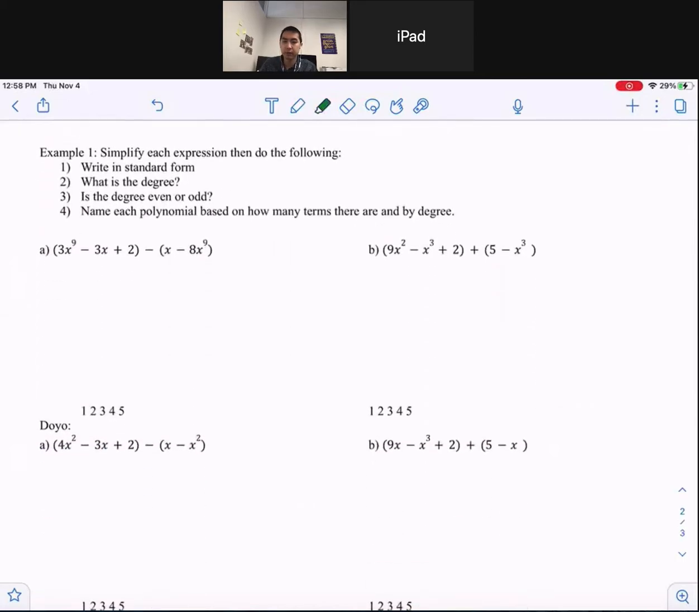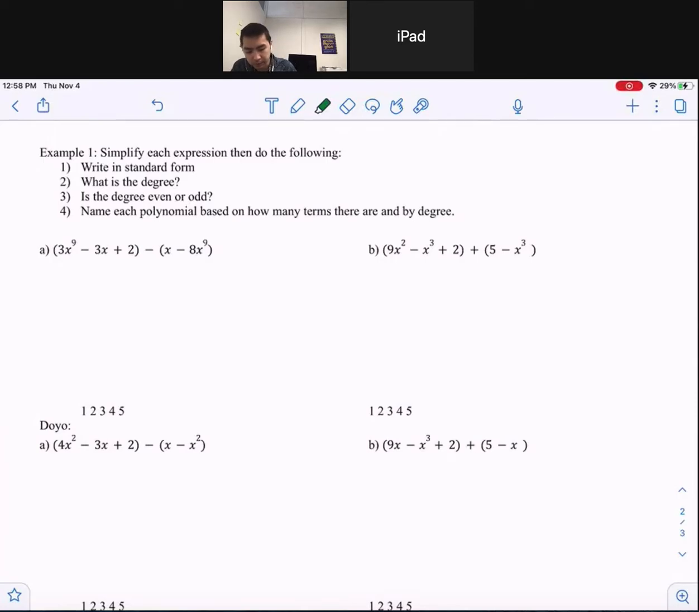Now we're going to move on to example 1. Simplify each expression, then do the following. Write in standard form. What is the degree? Is the degree even or odd? Name each polynomial based on how many terms there are and by degree.